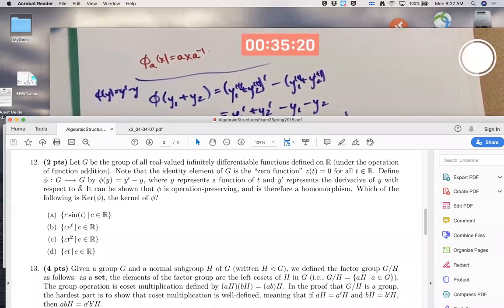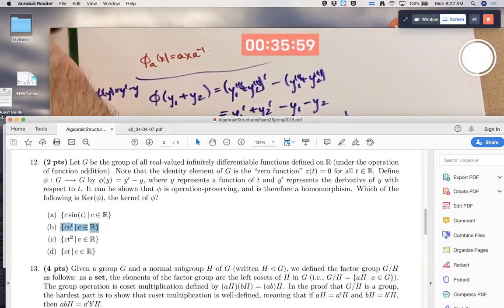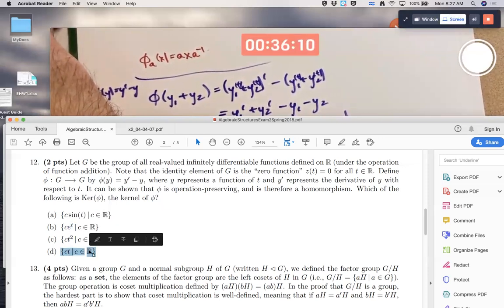I just say in this problem it can be shown. Which of the following is the kernel? In other words, what gets mapped to the zero function is the question. Think about what phi is, where y prime is differentiation. Which of these sets of functions are going to get mapped to the zero function under this formula for phi? Take the derivative and subtract the function. When do you get zero? Is the derivative of the sine function minus itself equal to zero? No. Derivative of e to the t minus itself? Yeah, B is the answer. These are not, as well. Their derivatives minus themselves do not equal zero.